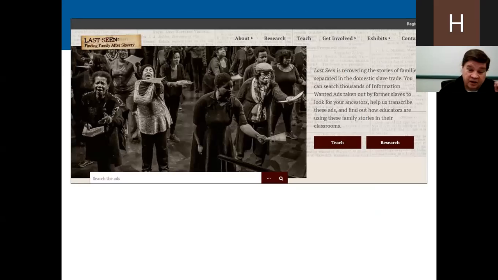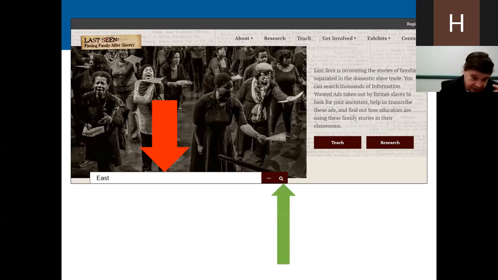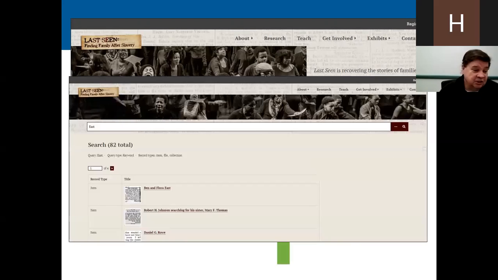Another newspaper site that we need to be aware of is this one called Last Seen. It's called Finding Family After Slavery. And if you go to the website, there's a search bar, and you can put in a last name. In this case, I just put in the name East. And I'm going to click that magnifying glass to search, and I'm going to get a lot of East family listings. And so I'm just going to pick the top one.